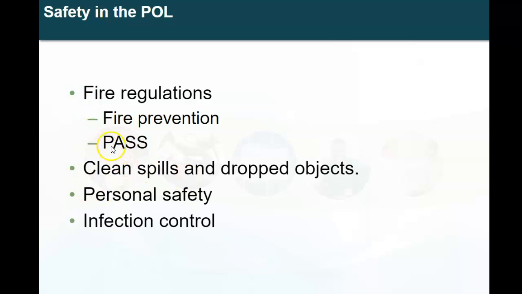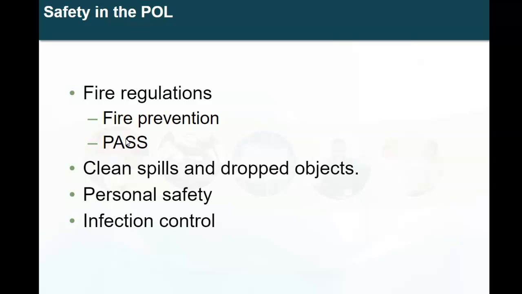Then you have the PASS, which is, I believe, forgive me if I'm mistaken, pull, aim, spray, sweep. I believe it's spray and then sweep, because sweep and then spray would be backwards. So yeah, it's pull, aim, spray, sweep. This is the way you handle a fire extinguisher. You pull the pin, you aim, you spray, and then you sweep, okay? This is something that you'll learn also through training in the future.